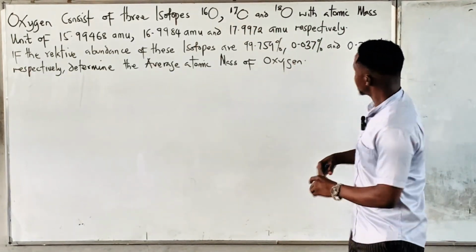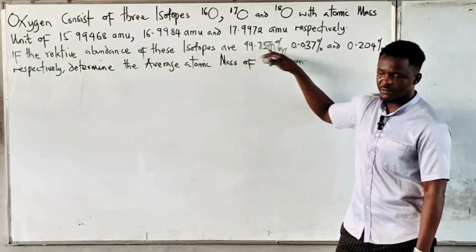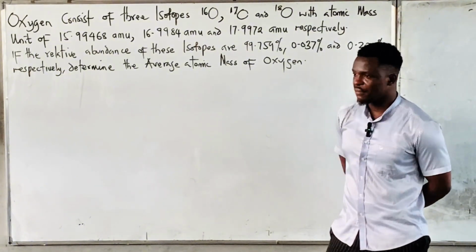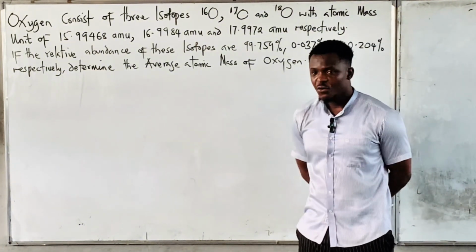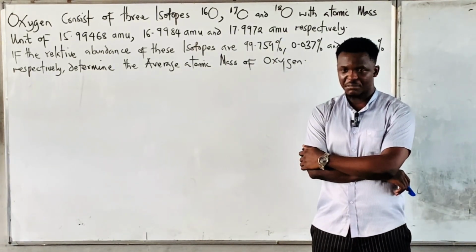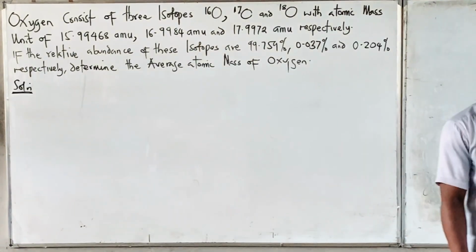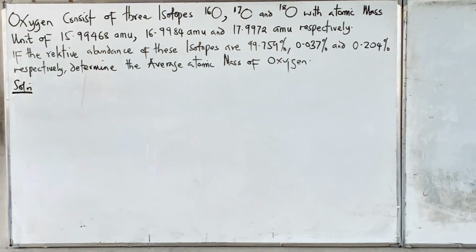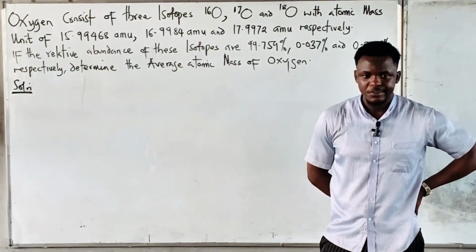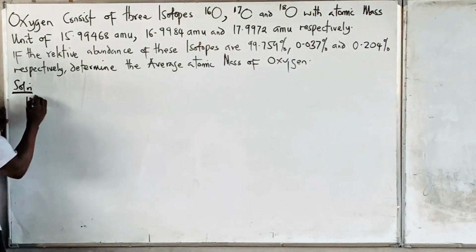So the question says, if the relative abundance of these isotopes are 99 and the rest of them, determine the average atomic mass unit. Remember I told us that relative atomic mass could actually be replaced with average atomic mass. So it's same formula, same everything. Look up, everybody. Please look up. How many isotopes do we have here? 3 or 2?